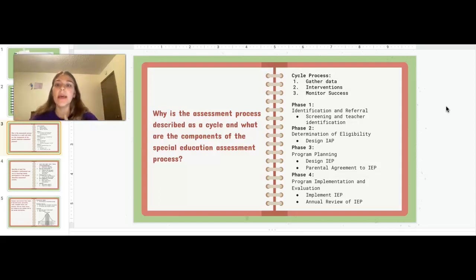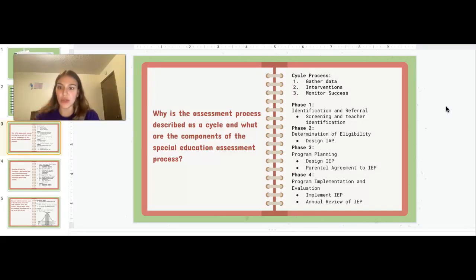So phase 1 is when teachers identify and refer students to be assessed for special services. So this is when screening and teacher identification happens. In phase 1, you also have to notify parents of the referral. In phase 1, you do not need their permission. This is just when you notify them.